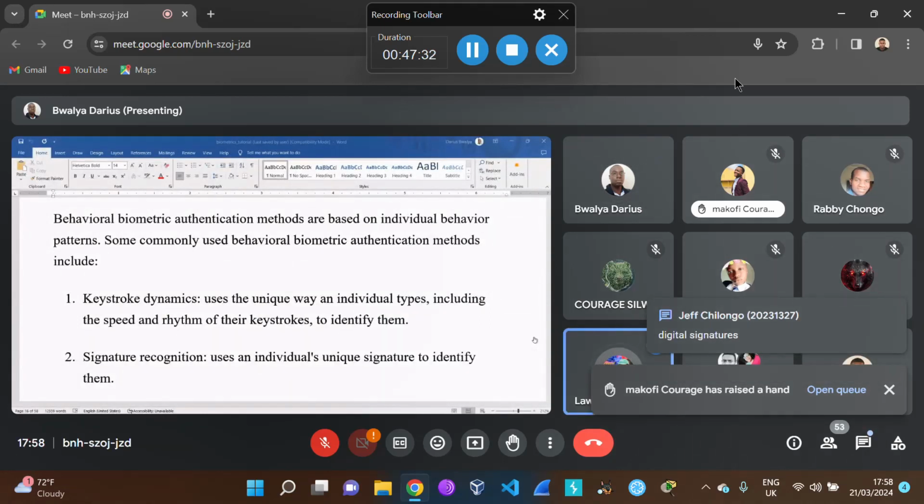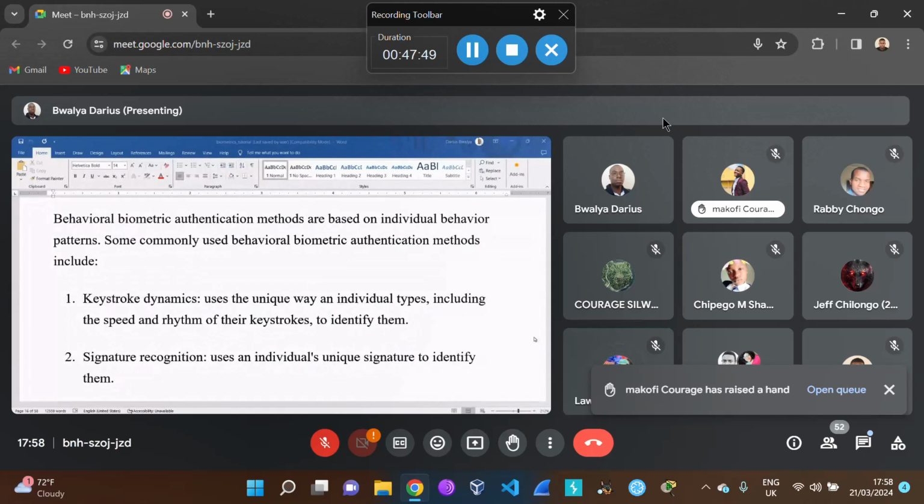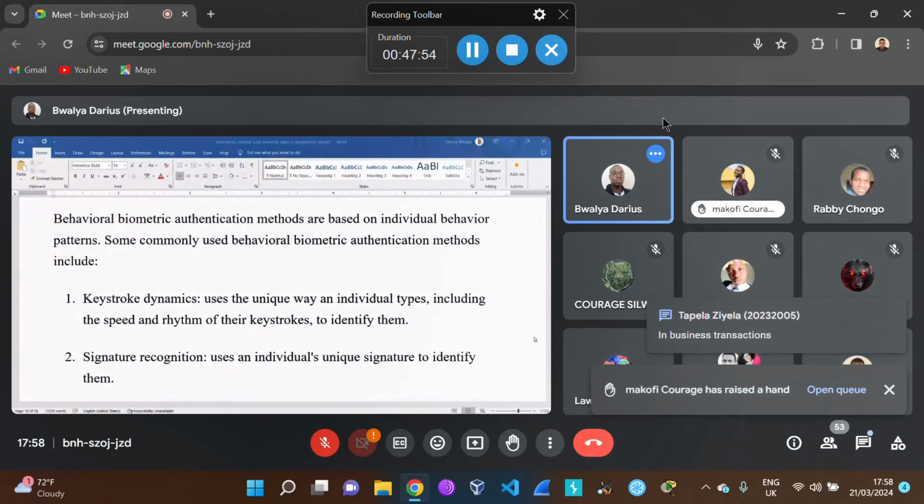My question is, suppose someone is every time increasing the speed of stroking the keys. How possible is it that it can identify the behavior? That's a good question. Okay, this one, it's not once. This system starts learning about your behavior as you type. It starts learning about your behavior when you type.